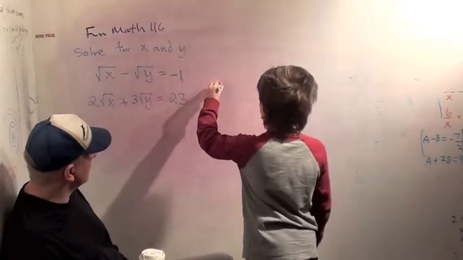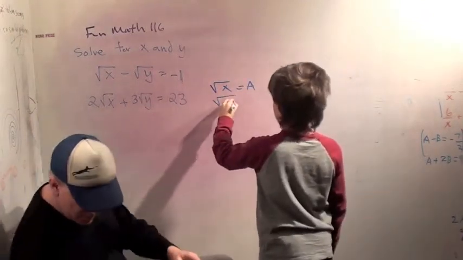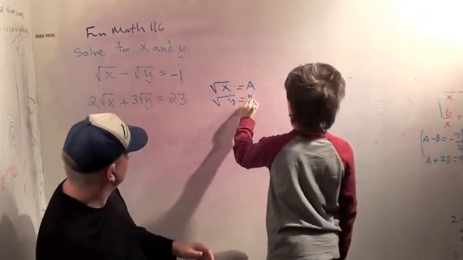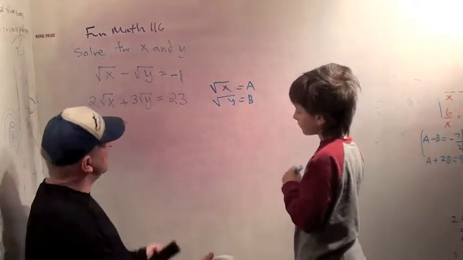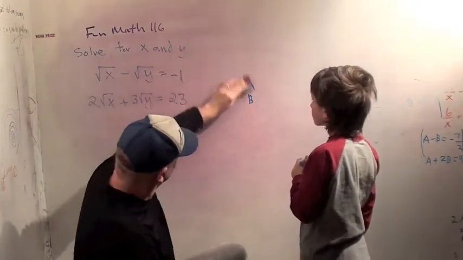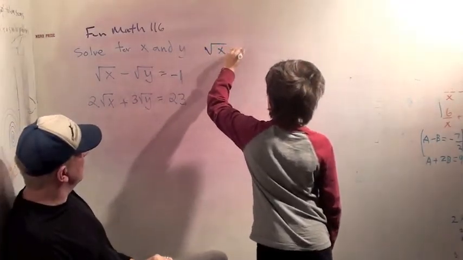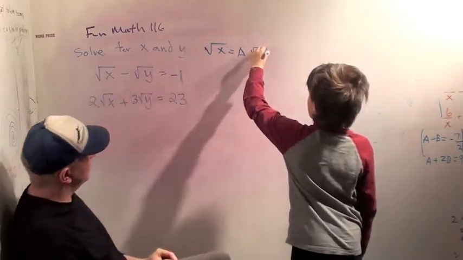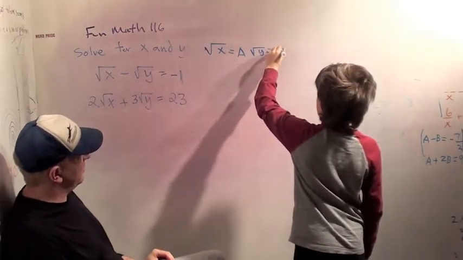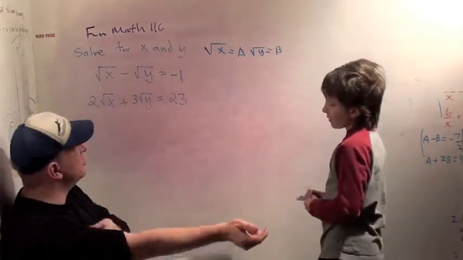You can say the square root of x equals a, and the square root of y equals b. Let's write the substitution up there so you give yourself a little bit of room to work. Square root of x equals a, and just keep writing in a straight line over there. Square root of y equals b. And so what does that substitution do to our equations?